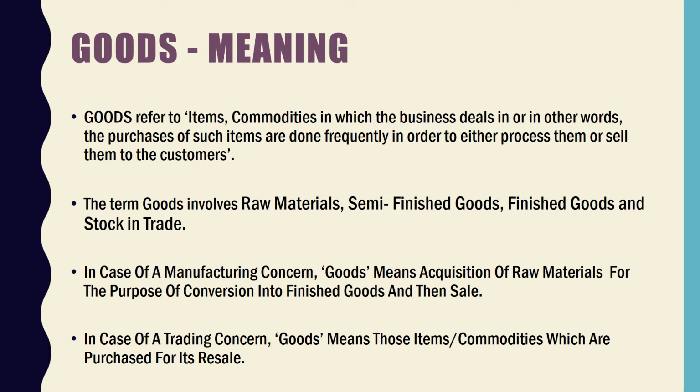Now goods involve raw materials, semi-finished goods, finished goods, stock in trade. Like I told you, if you're a manufacturer, in case of a manufacturing concern, goods means acquisition of raw materials for the purpose of conversion into finished goods and then selling those goods to the customer, basically to the wholesaler or the retailers or directly to the customer. But if you're a trader, in case of a trading concern, goods means those items or commodities which are purchased for selling further to the customers in order to earn economic profits.